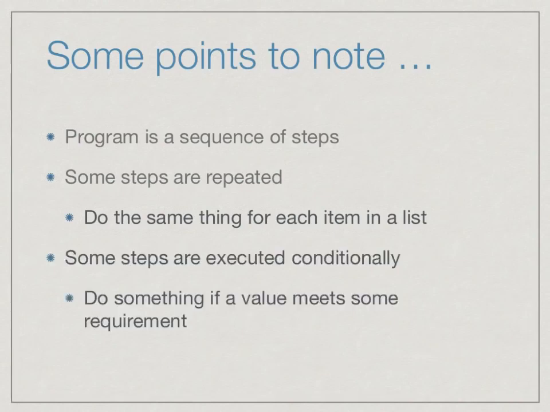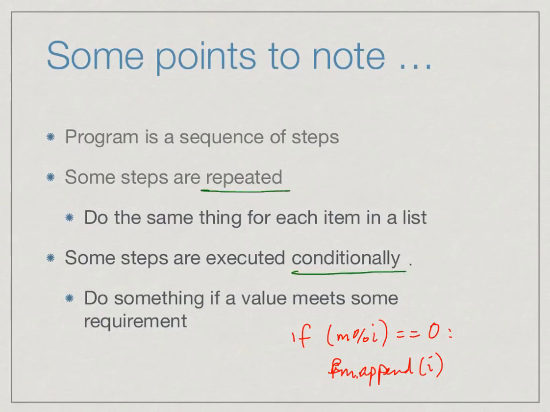And some steps are executed only if the value that we're looking at meets a particular condition. Right? So when we say something like if m % i is 0, if the remainder of m divided by i is 0, then append. Okay, so the step append i to fm, the factors of m, happens only if i matches the condition that it's a factor of m. So we have repeated steps, the same thing done again and again, and we have conditional steps, something which is done only if a particular condition holds.